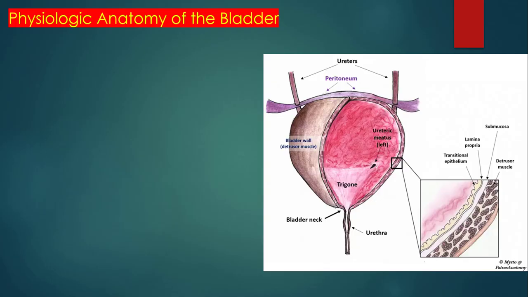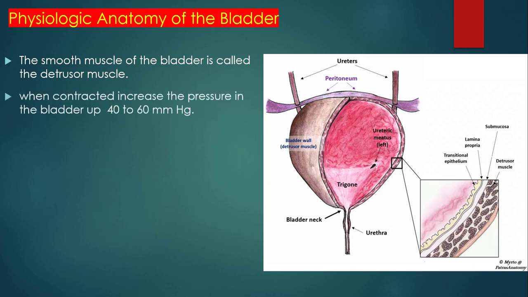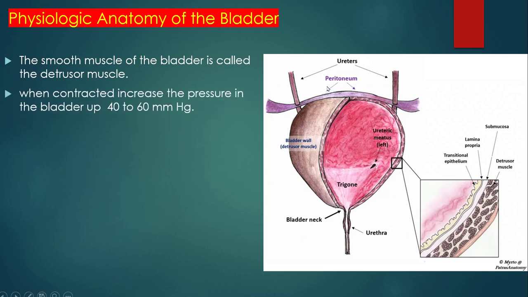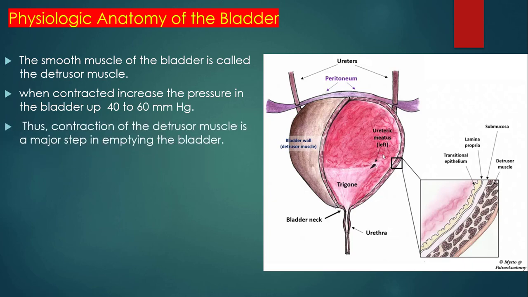The smooth muscle of the bladder is called the detrusor muscle. The urinary bladder is made of smooth muscle, and this muscle is called detrusor muscle. When contracted, it increases the pressure in the bladder up to 40 to 60 mm of mercury. Thus, contraction of the detrusor muscle is a major step in emptying the bladder.